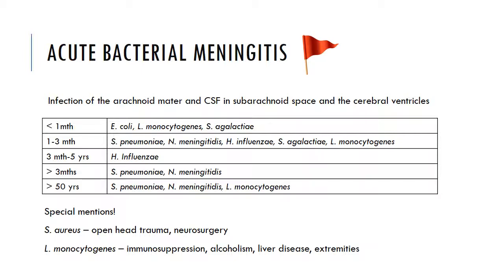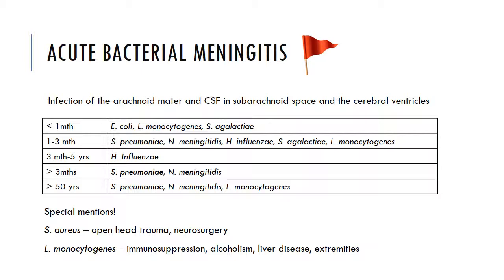So the first one I want to talk about is acute bacterial meningitis, and this one is the really scary one that people talk about when people talk about the rash that you get. You get that rash and then it's all over the news and so on. So that's an infection of the arachnoid mater and the CSF in the subarachnoid space and the cerebral ventricle. So all of that's infected, and there are a number of different microorganisms that can cause infection, and some are more likely than others in particular age groups.